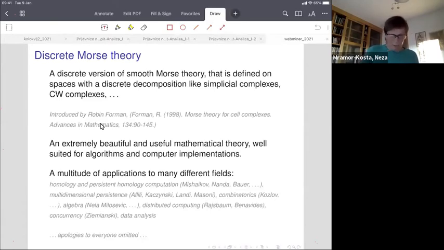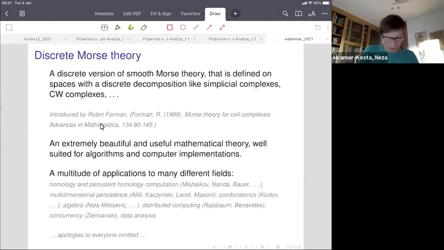Here are some fields where discrete Morse theory has turned out to be useful. There's a lot of work on homology and persistent homology computation. I'm just mentioning a couple of authors here, and I apologize to everybody that I have not mentioned, because there is really a lot of work going on in this field, and not enough room for everything here. Probably persistent homology is the topic in applied topology nowadays, and this application of discrete Morse theory to homology and persistent homology computation is probably the most important type of application that you can find in the literature now.